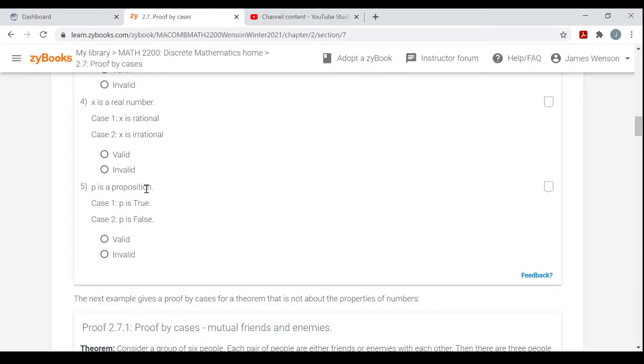P is a proposition. Case 1, when P is true. Case 2, when P is false. Every single possibility is accounted for, right? A proposition can only be true or false. So if I did a proof by cases like this, it would be valid. Every single possibility has to be taken into account when you're looking at cases.